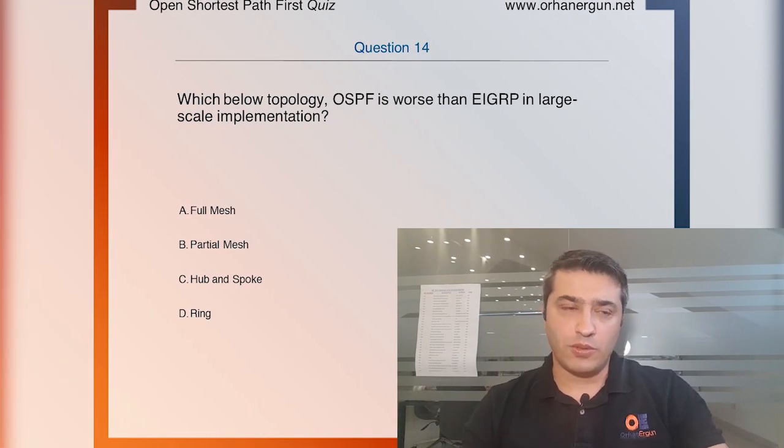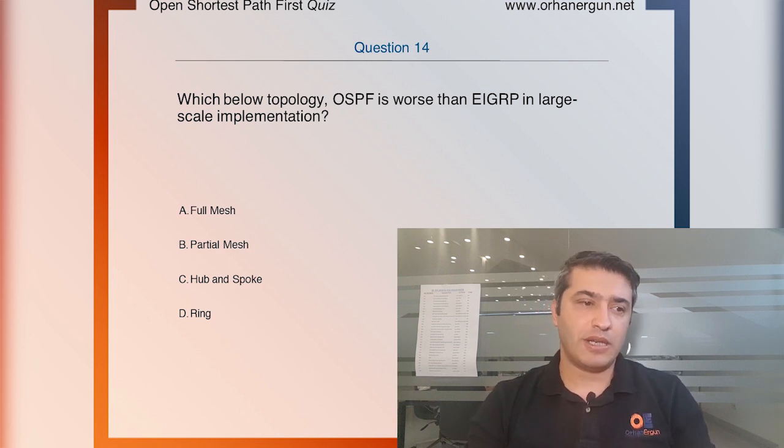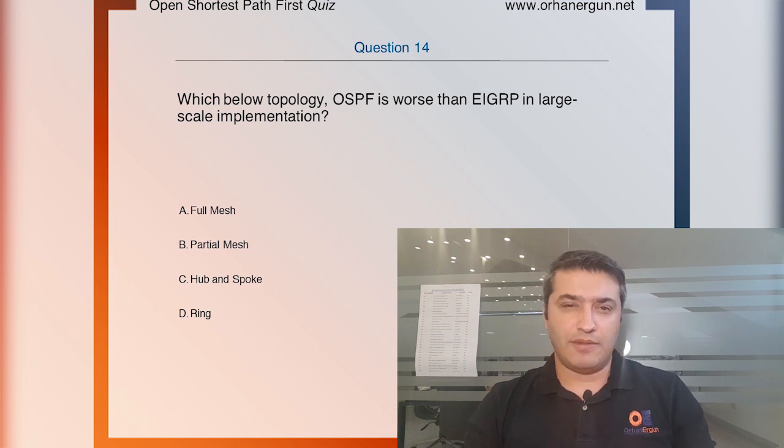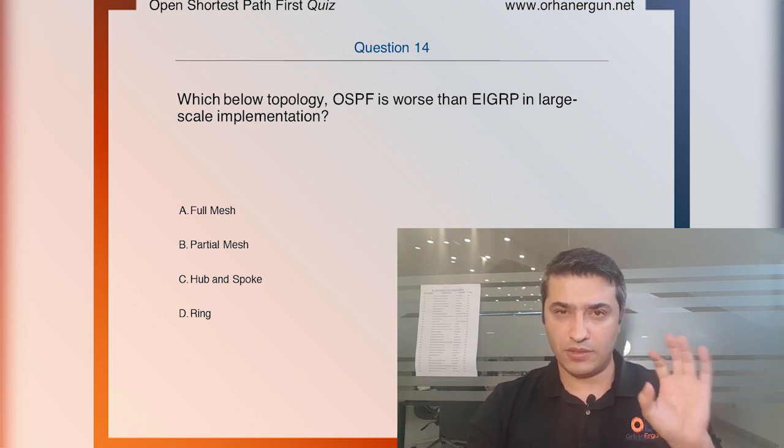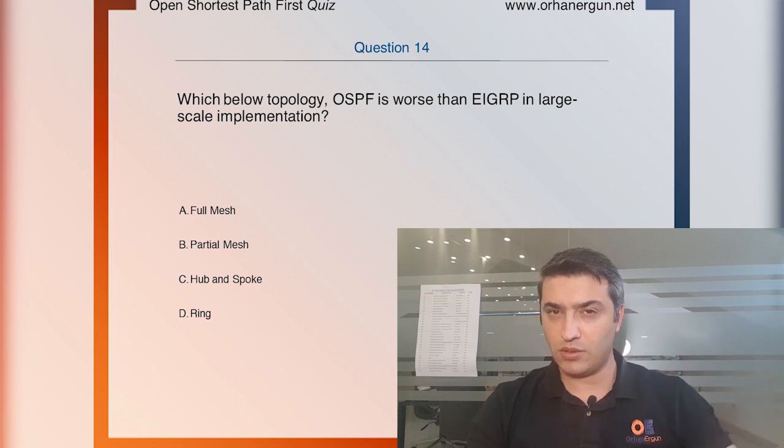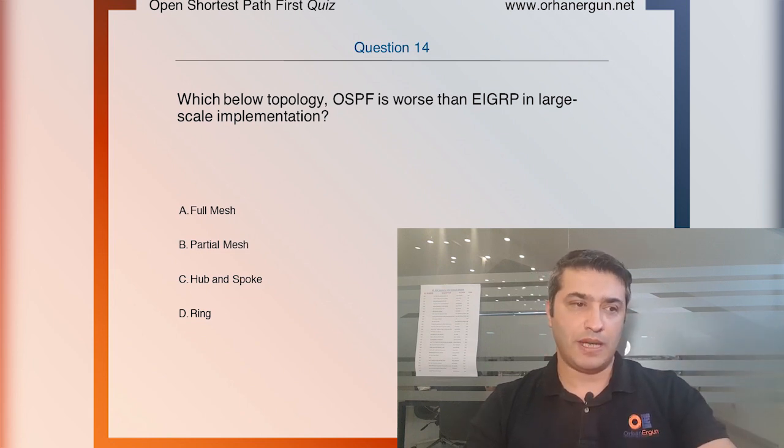Question 14. In which below topology is OSPF worse than EIGRP in large-scale implementation? Large-scale OSPF, so full mesh, partial mesh, hub and spoke, and ring. Very technical question, in fact, and we need to know a lot of features of routing protocols on top of different physical topologies. So let me explain.